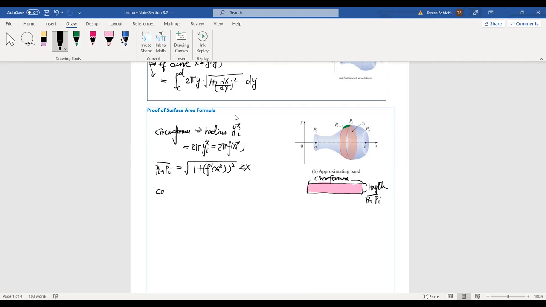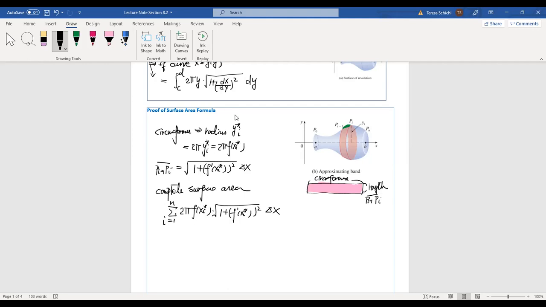So we know the complete surface area will be what? The complete surface area will just be, you add each little strip together. So it's 2 pi r, where r is f of x_i star, and then times the length of the little arc, which is the square root of 1 plus f prime of x_i star squared, times delta x, right? Then you have i from 1 to n here.